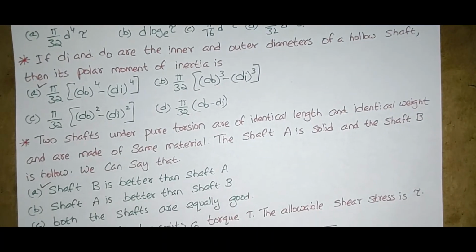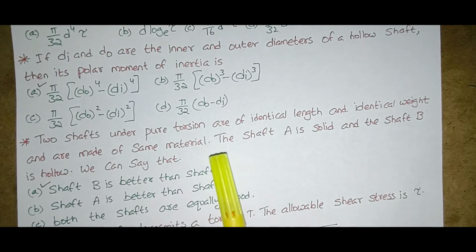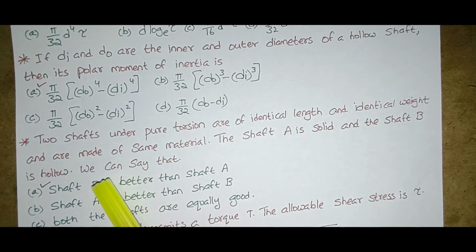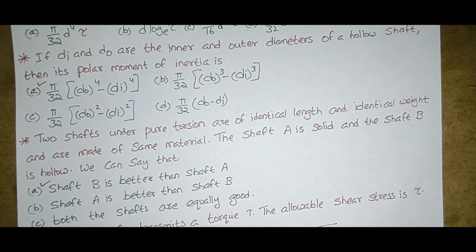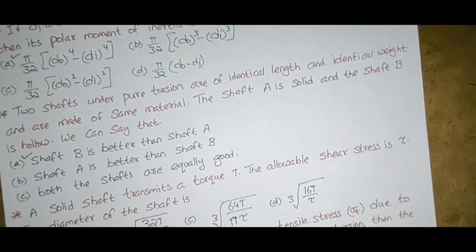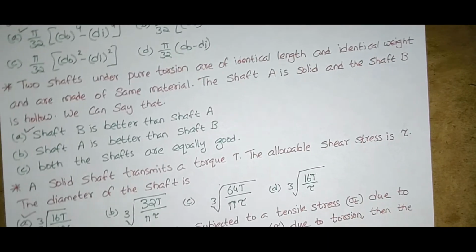Okay. Next, two shafts under pure torsion are of identical length and identical weight and are made of the same material. Shaft A is solid and shaft B is hollow. We can say that shaft B is better than shaft A, shaft A is better than shaft B, or both the shafts are equally good. So here the correct option is shaft B is better than shaft A.